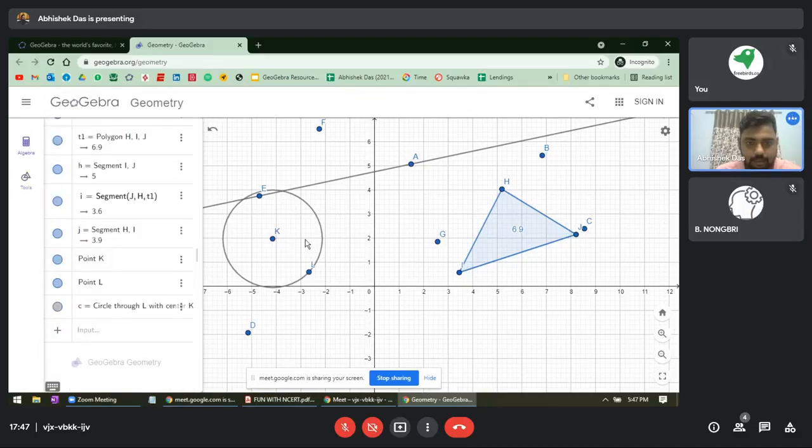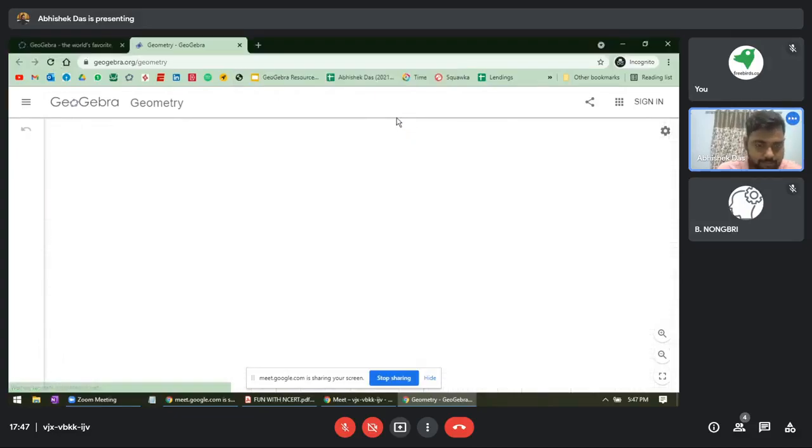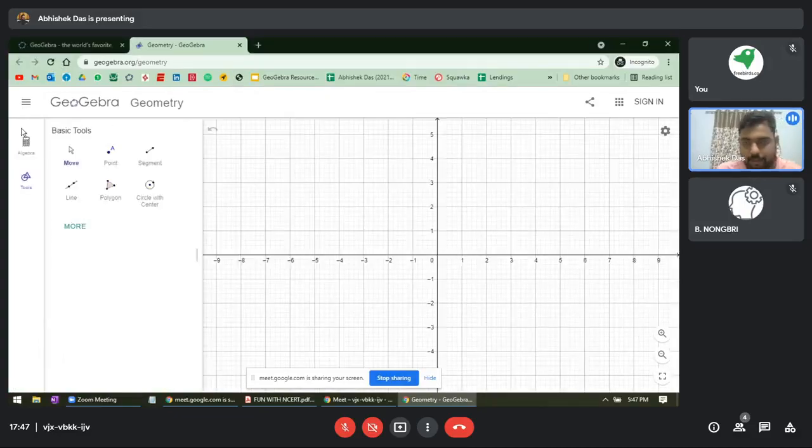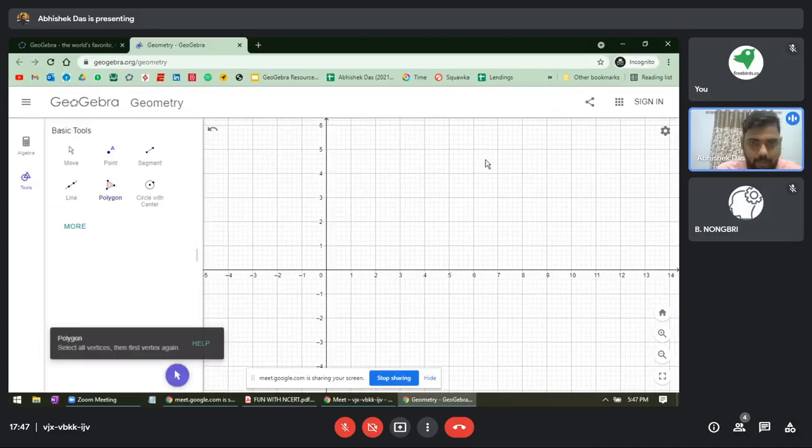Now this circle, let's take its value. So here it will give the equation of this circle. Right? But we won't be dealing with these things today. We will be looking at simple mathematical activities from school level NCERT textbooks. Let me refresh this page again. You can always use the undo button to go back, but I tend to use this refresh button because it clears everything up.